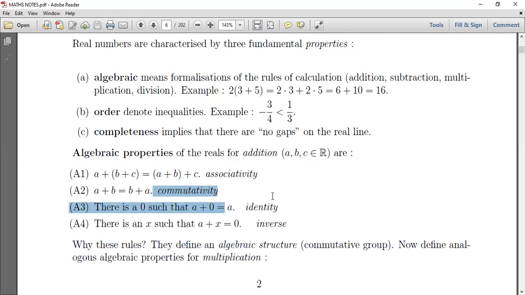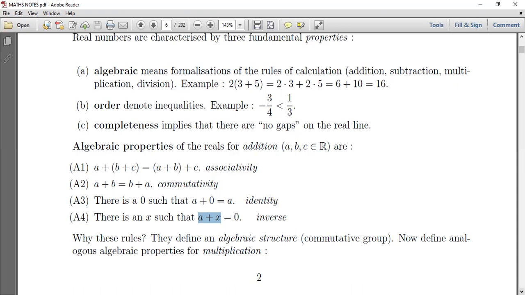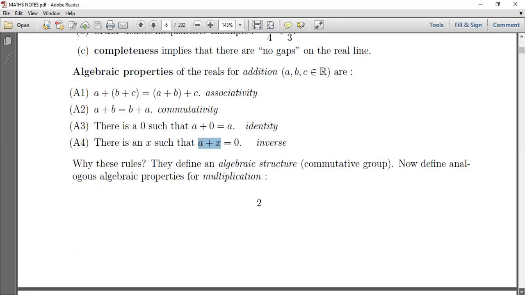Then there is the identity property of addition, which means if you add 0 to any number, you get that number. Then there's the inverse property of addition. For any number, there is a corresponding number that when you add it to that number, you get 0. For example, if I add minus 20 to 20, I'll get 0. Are we together? So that's the inverse property. For every number, there is a number that you add to it so as to get 0. Okay, so these are the algebraic properties of addition.